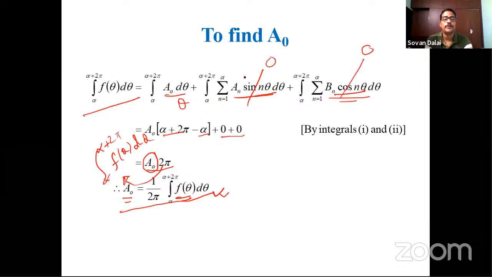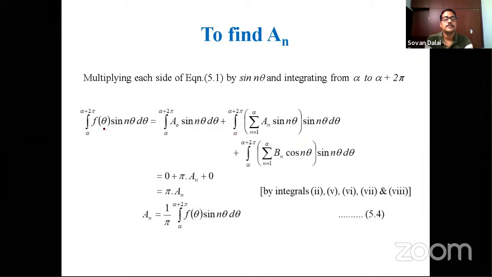Okay. Now, our target is to find an. For finding an, we have to consider the general formula of f(θ). Now, we have to multiply f(θ) by another term, sin nθ. On both sides, we multiply f(θ) by sin nθ dθ. So the first term will be modified to a0 sin nθ dθ, and this whole expression will be multiplied by sin nθ dθ.